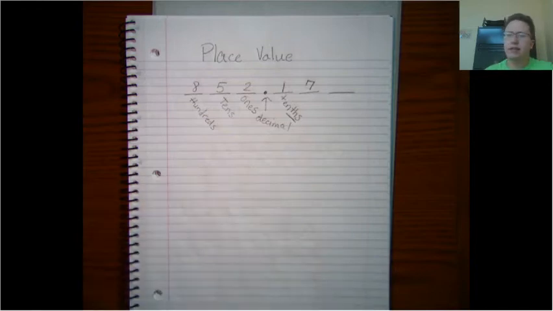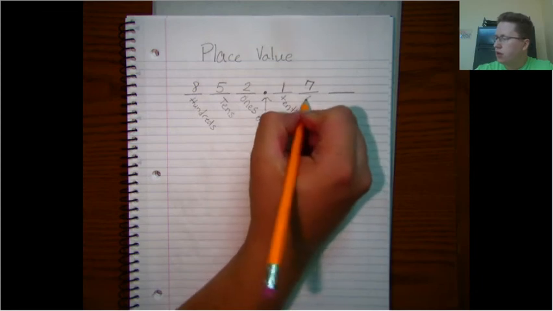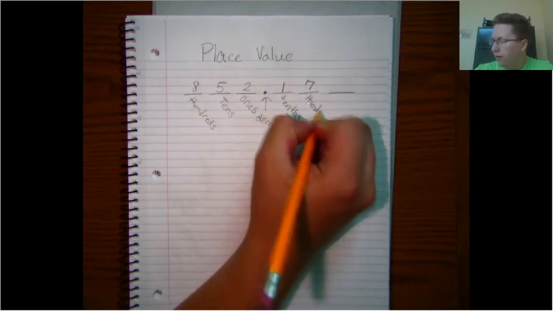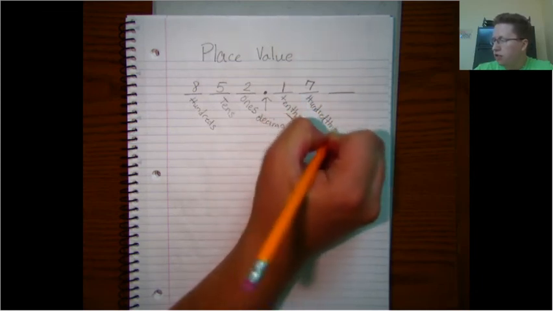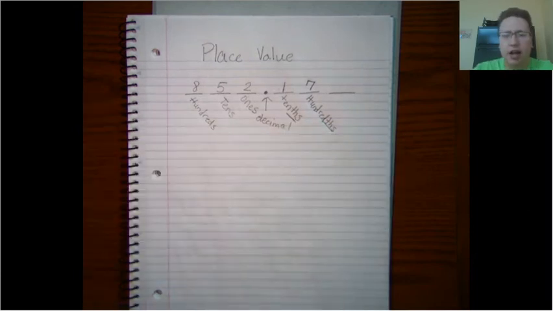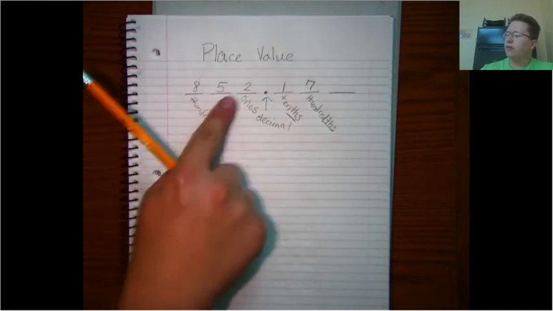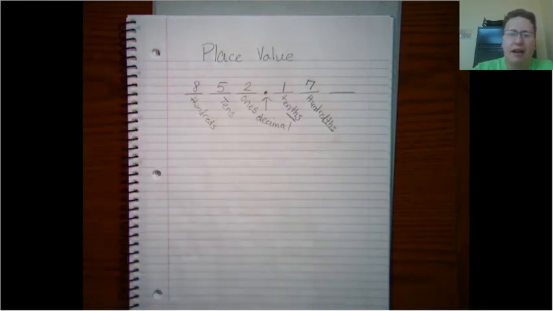Hundredths. It's like cents. Think about your dollar bill. How many cents are in a dollar? 100. So when you have two numbers after your decimal, this is your hundredths. This is your hundredths place. Notice the THS is still there. So you have 852 and 17 hundredths.